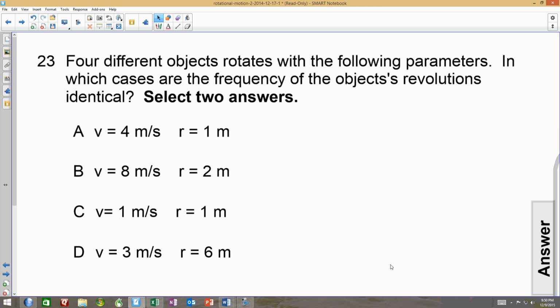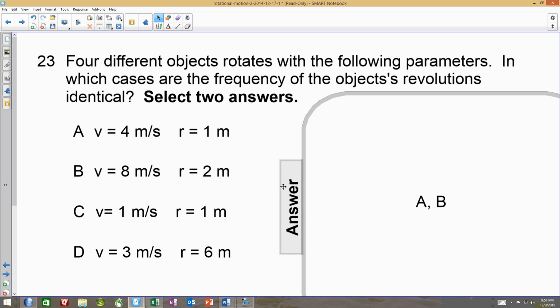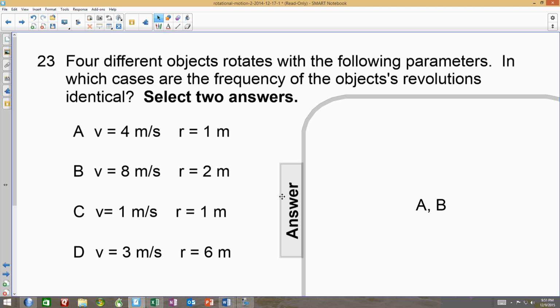4 different objects rotate with the following parameters. In which cases is the frequency of the objects' revolutions identical? You're going to select 2 different answers here. So go ahead and pause the video and select your answers. Okay, so let's see if you got the right ones. You should have picked A and B. Both of those will give you the same answer.